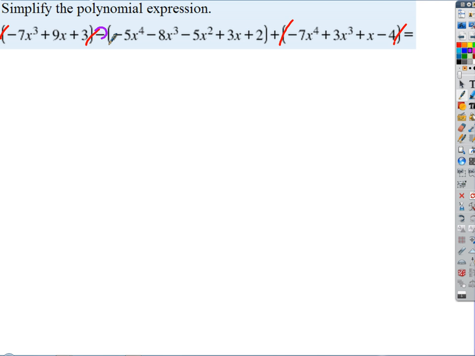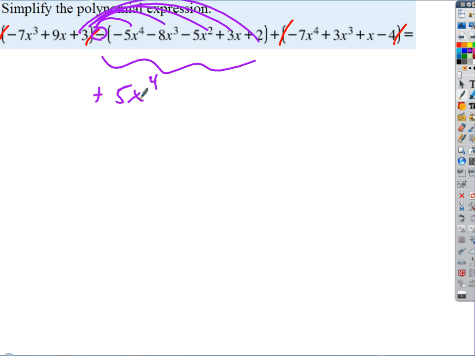Distribute -1. Yeah, well, I think the easiest thing to do here is just to distribute the -1 all the way through and then add that polynomial. So if I were to distribute the -1 all the way through, isn't it just going to give us for this polynomial positive 5x to the 4th, positive 8x cubed, positive 5x squared, minus 3x, minus 2. And I'll just add like terms, be done. Okay. Make sense? Okay. Questions?